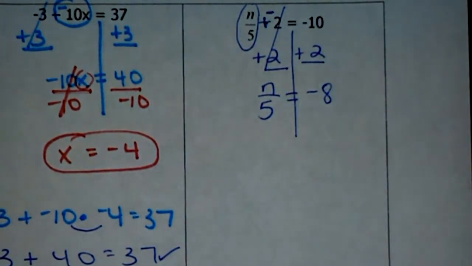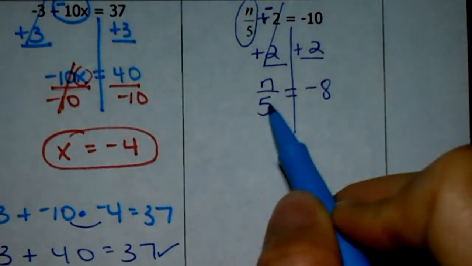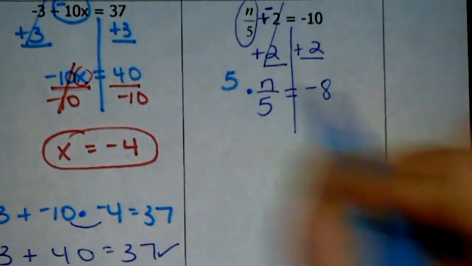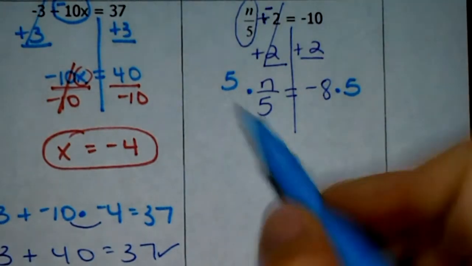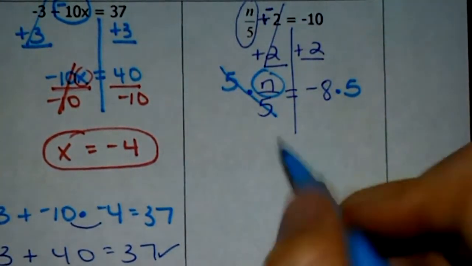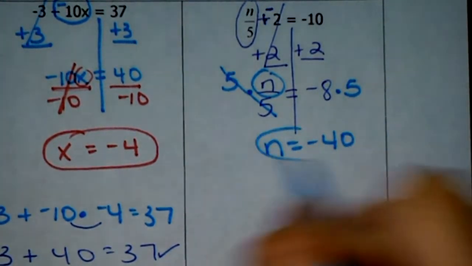Alright, so now I'm left with a division equation. You learned that to isolate the variable in a division equation, all you need to do is multiply each side by whatever the variable is being divided by. That allows you to cross-cancel, leaving the variable by itself. So in this equation, n would equal negative 40.